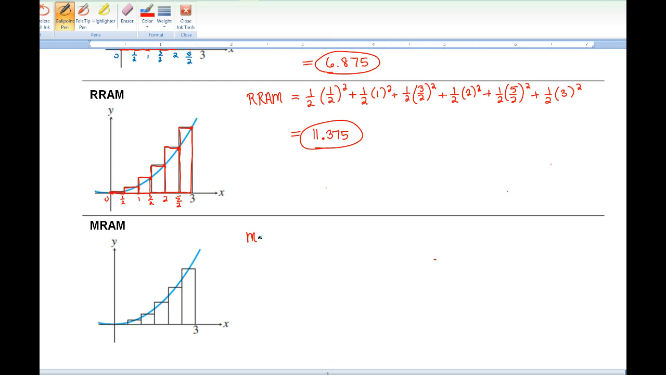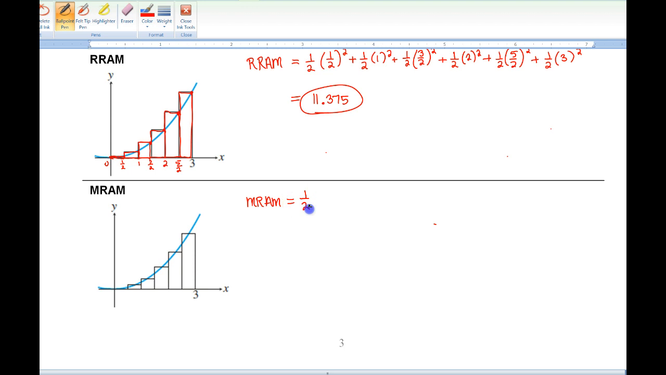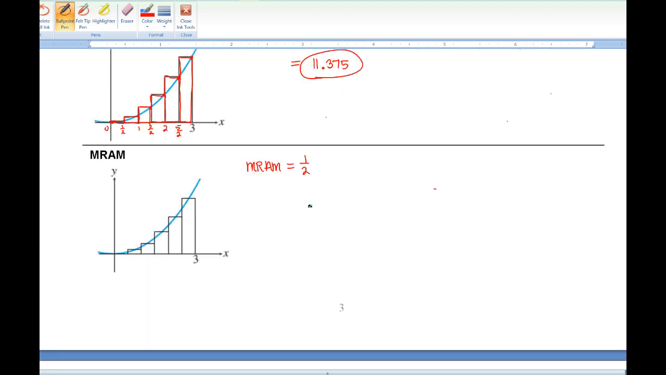Now, the midpoint rectangular approximation method. Again, we still have 1/2 for all of our bases. But this one gets complicated because we don't want to use the 0, the 1/2, the 1, the 3/2, the 2, and so on. We want to use the midpoints of those. So basically the midpoint of 0 and 1/2 is 1/4. So we're looking at the midpoints of these.